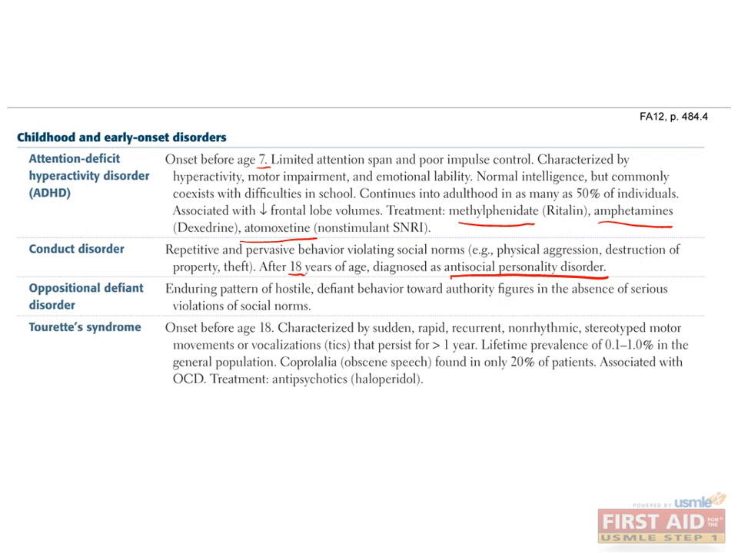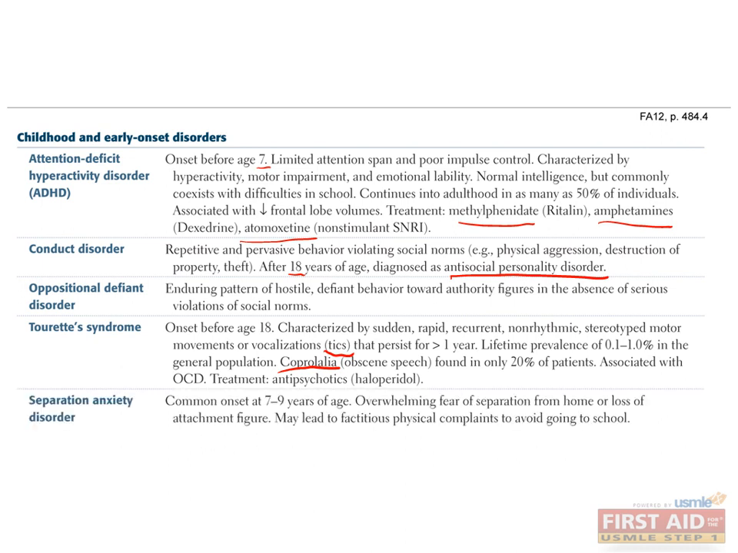The next disorder is well known and often misrepresented: Tourette's syndrome. It's characterized by a sudden, rapid, recurrent, non-rhythmic, stereotyped motor movement or vocalization. These are called tics. In order to qualify, they must persist for more than 1 year. By most estimates, it affects between 0.1 and 1% of the population. Popular media often demonstrates these patients suffering from coprolalia, or obscene speech. This only occurs, however, in a minority of patients, about 20%. There's also a strong association with OCD. It's often treated with antipsychotics such as haloperidol.